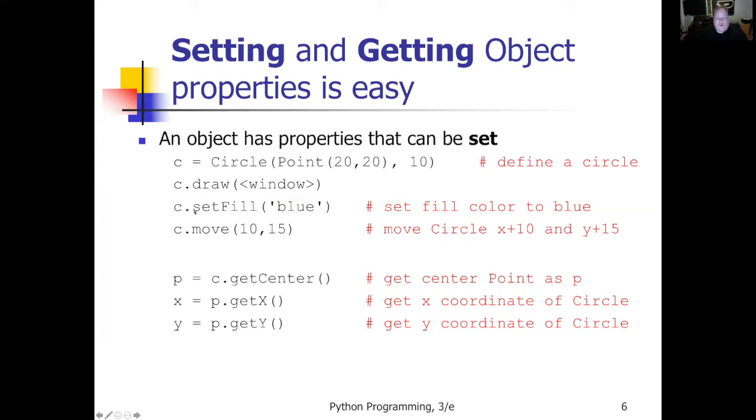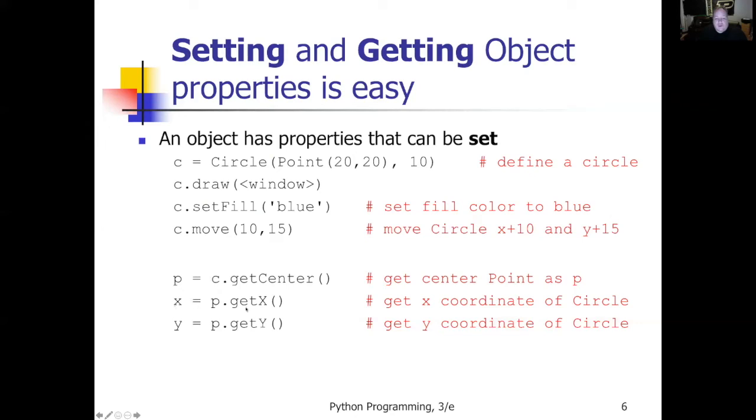We can draw it, we can change its fill color, we can move it, and this would move it 10 on the x-axis and 15 on the y. We can then retrieve a center point, which is the center of the circle. Now, remember, I drew it at center point 20, 20, then I moved it. So what's its center point now? Quick little math, 20 plus 10, I should get 30. 20 plus 15, I should get 35. So getCenter gets a point object with the x and y coordinates of the center of my circle.